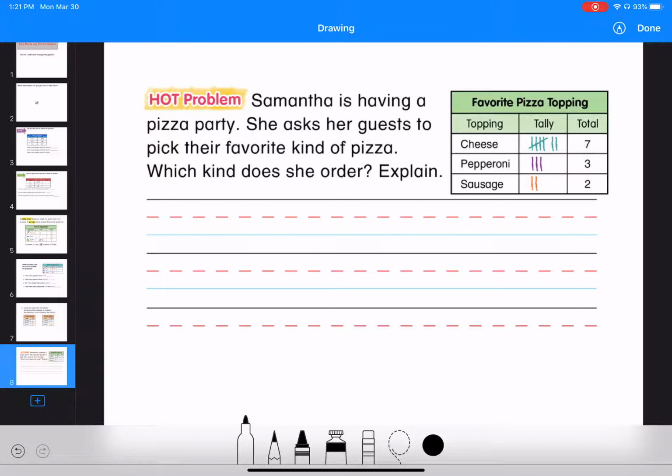Now our hot problem. All right, here we go. Samantha is having a pizza party. She asks her guests to pick their favorite kind of pizza. Which kind does she order? So looking at this tally chart right here, she surveyed all of her guests to see which kind of pizza they liked. She wants to order the most popular pizza. So looking at her data, her information, which kind of pizza does she order?